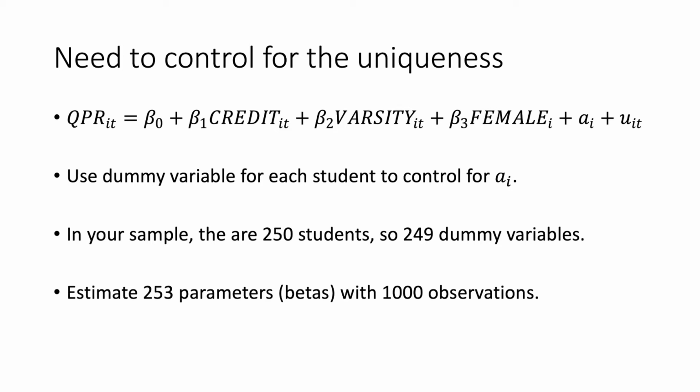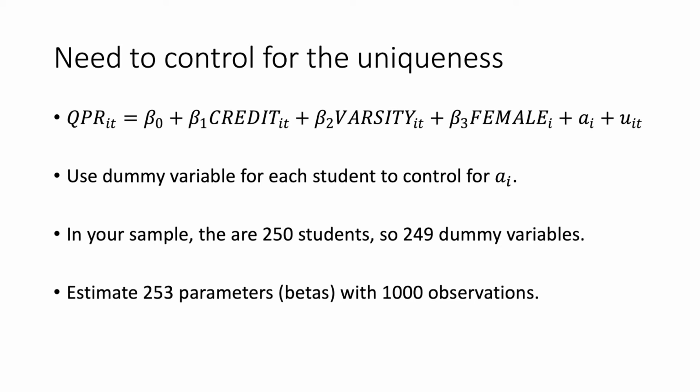So to control for that uniqueness, we need to recognize it exists, but we don't have data on it, let's say, right? It's the intangibles of a person. We don't have data or a variable to control for it. But we can write the model in this way, where A represents that unique factor. And in the first go around, we can use dummy variables for each student to control for A.